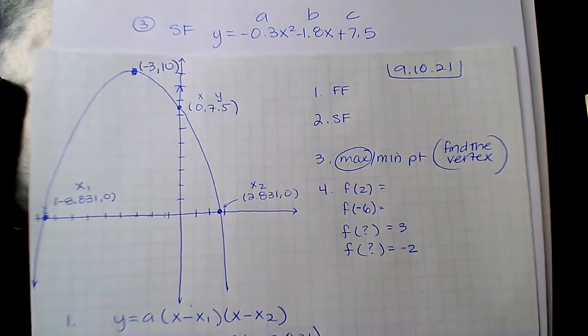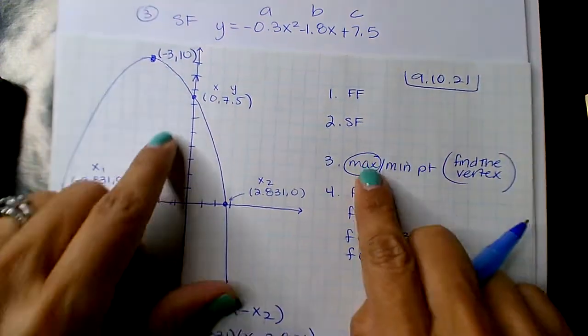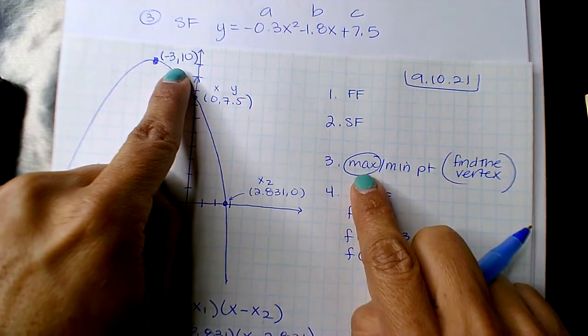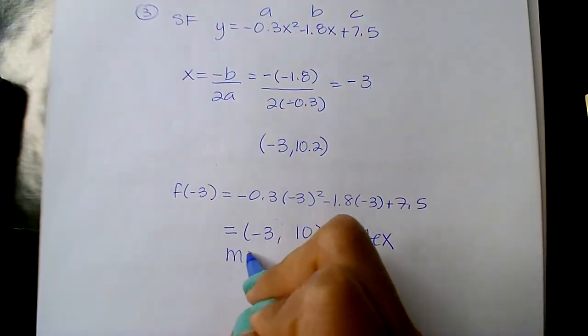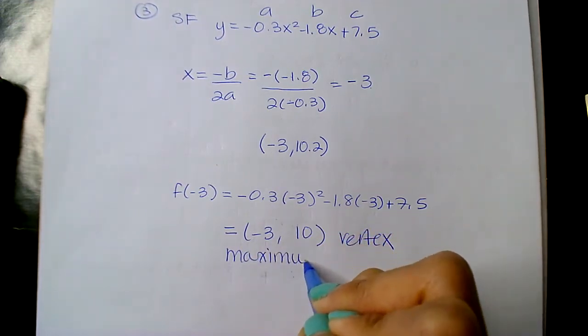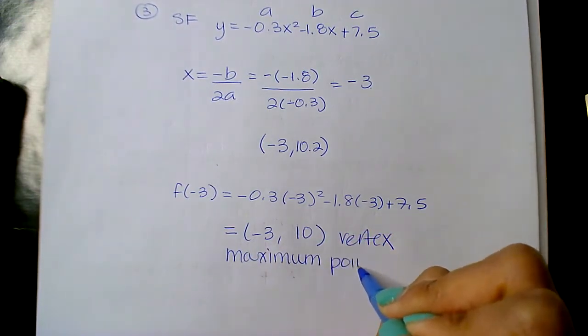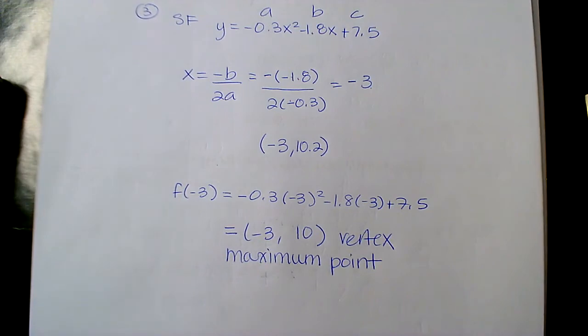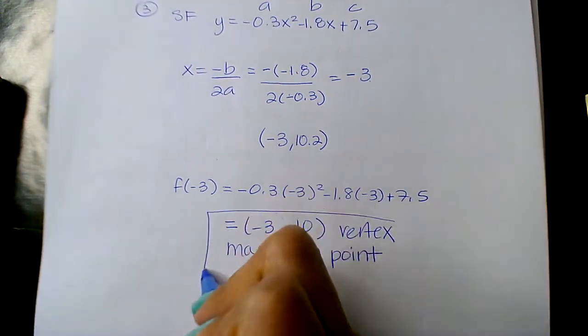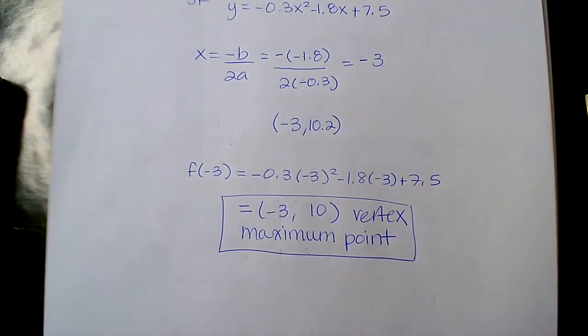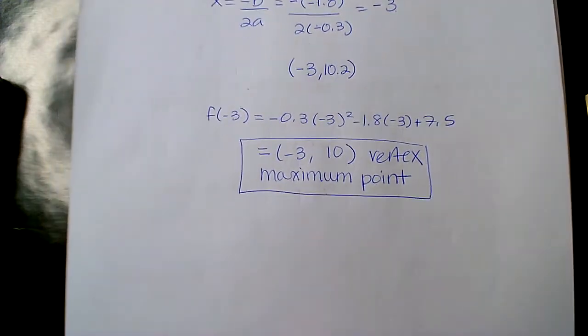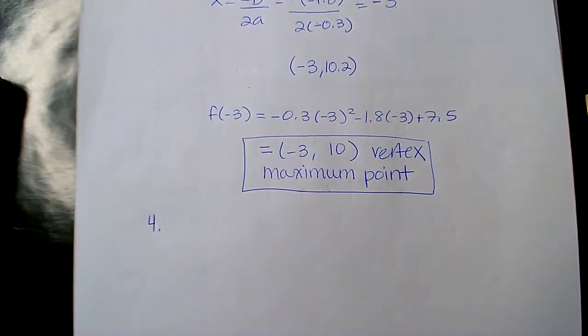But I'm going to come over here and write it. So I just added those two to the graph. Okay, so this is then a maximum point. Okay, this is question 3. Okay, question 4 is function notation.